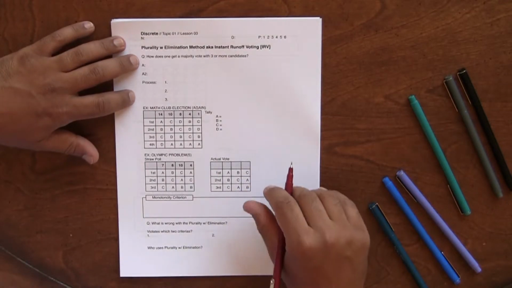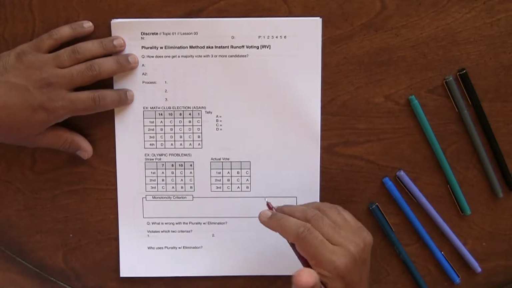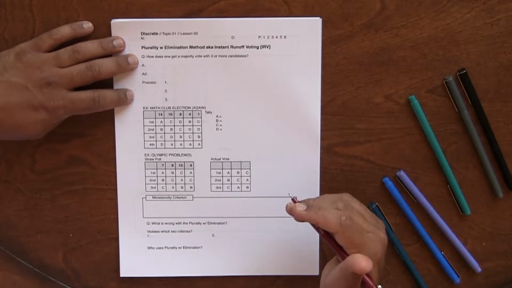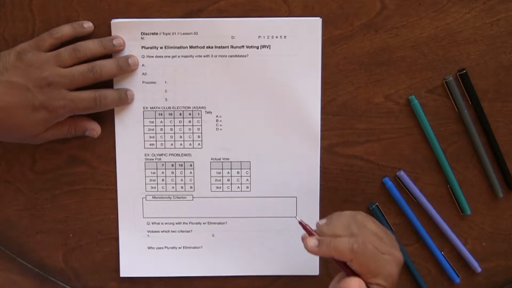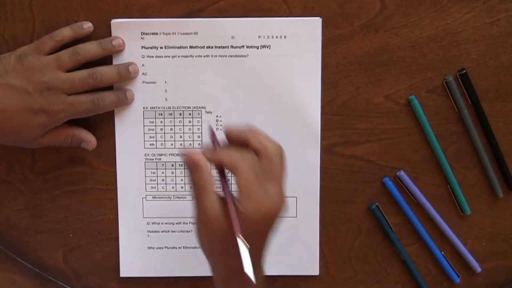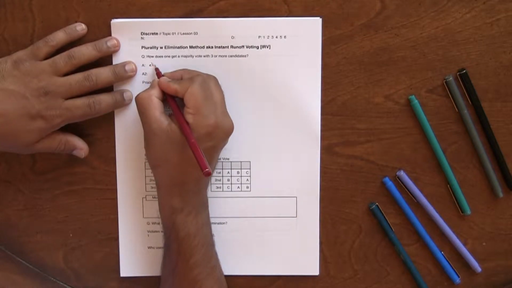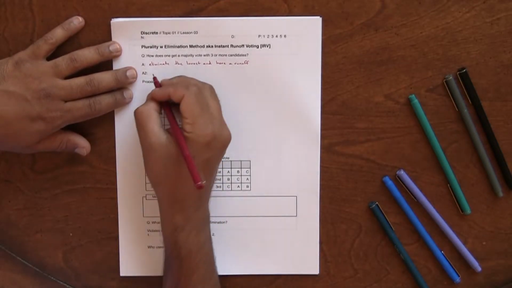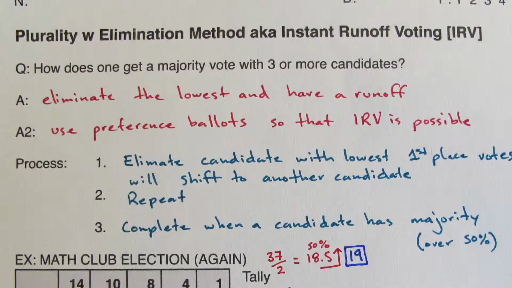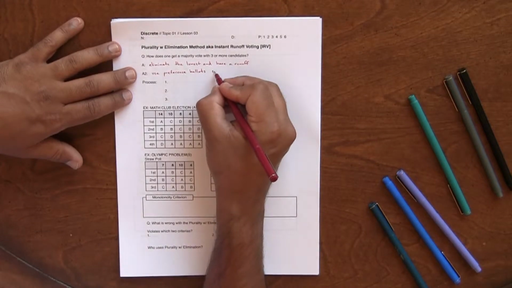All right, so question 1: how does one get a majority vote with 3 or more candidates? That's the tough thing. If you have 3 or 4 people running, you might get someone who has the most first place votes but only 40% of the votes. So what happens if we want to get over 50%? Well, we start eliminating people. We eliminate the lowest, and then we have a runoff. That's where preference ballots come in, because now we don't have to have people physically come in and re-vote. We can just use our original preference ballots, so that we know who they want next.